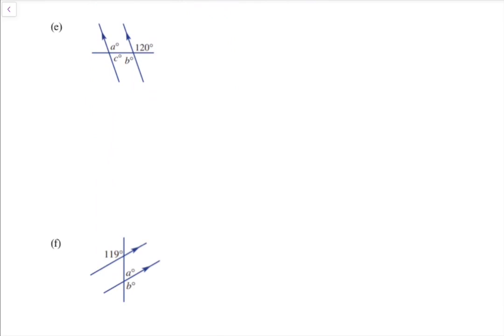Similar concept. We need to try and do it as quickly as possible. Let's do the A letter first. If I look along here, I can see an F shape, which means I've got A and 120 are equal. So A is 120 degrees. F shape means I use the rule for corresponding angles. That's why they're equal, because they are corresponding.